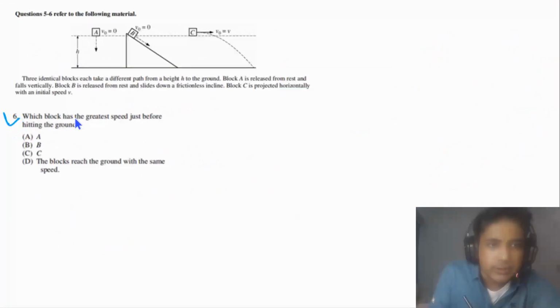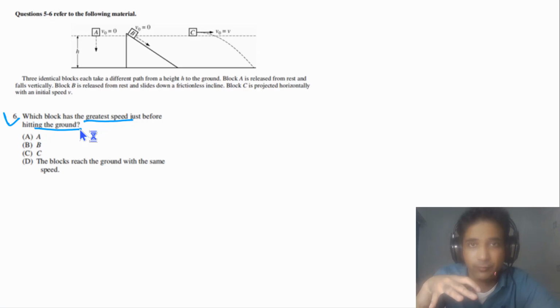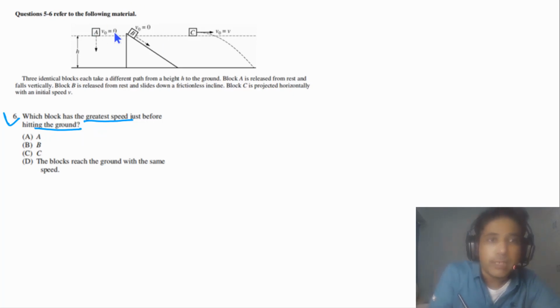For question number 6, we need to find out which block has the greatest speed just before hitting the ground. This question is simply based on the law of conservation of mechanical energy, because in this case there is no other resistive force. We are ignoring friction, and we are also ignoring air resistance. So we can apply the law of conservation of mechanical energy.